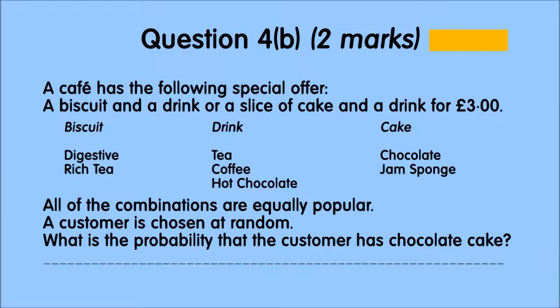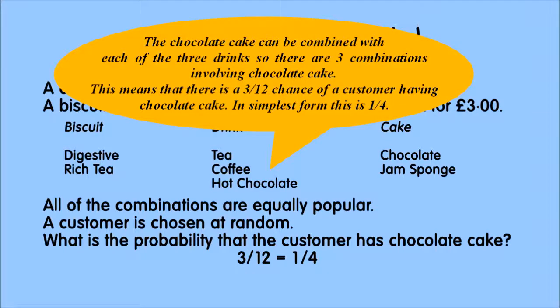A cafe has the following special offer: a biscuit and a drink, or a slice of cake and a drink for £3. All of the combinations are equally popular. A customer is chosen at random. What is the probability that the customer has chocolate cake? The chocolate cake can be combined with each of the 3 drinks, so there are 3 combinations involving chocolate cake. This means that there is a 3/12 chance of a customer having chocolate cake. In simplest form, this is 1/4.